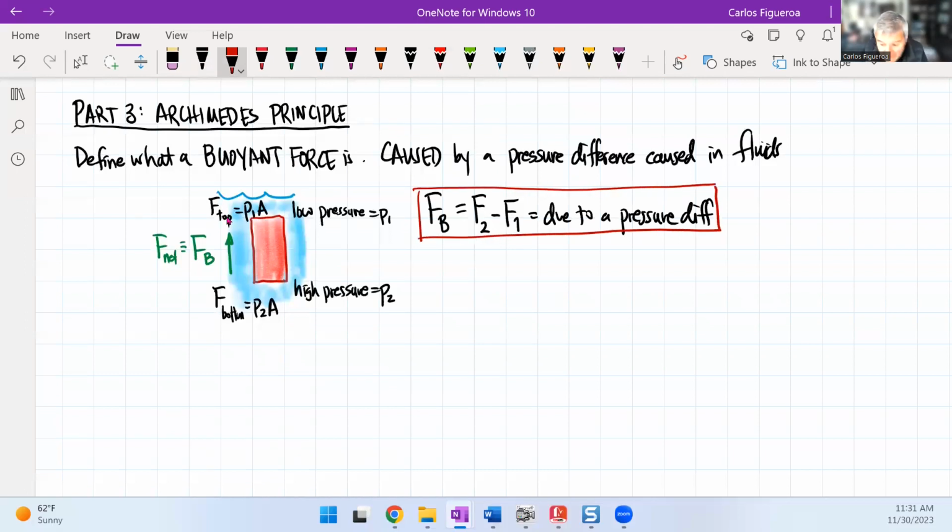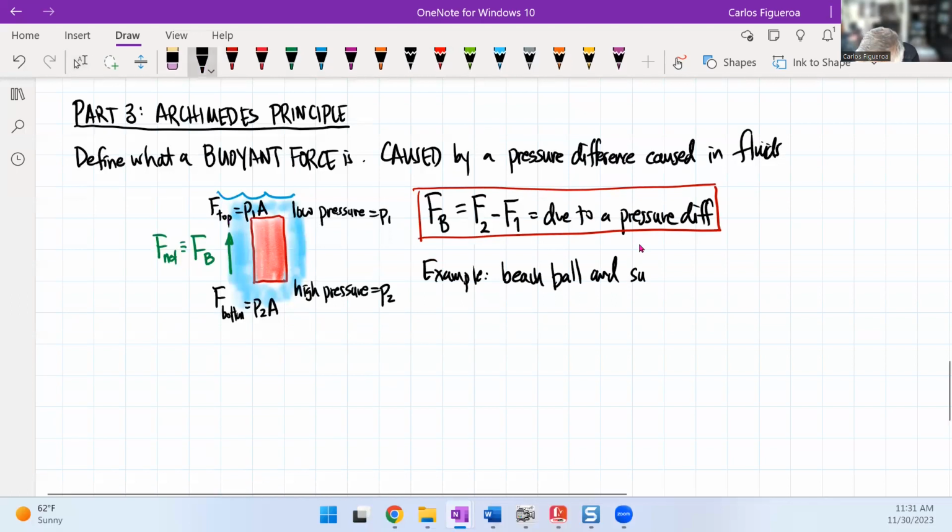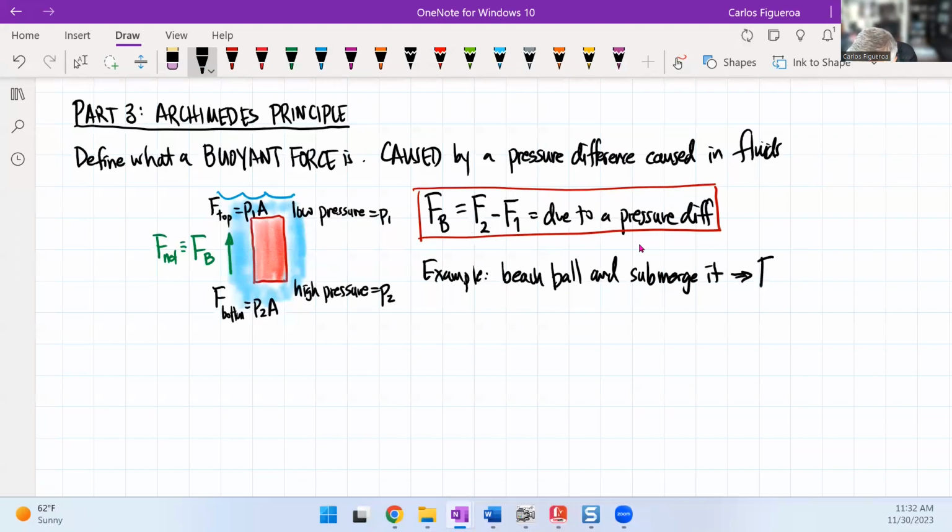And you have experience with this because, as an example, if you put a beach ball, let's say, and we submerge it, what ends up happening is that you feel the buoyant force pushing the ball up. That is the buoyant force.